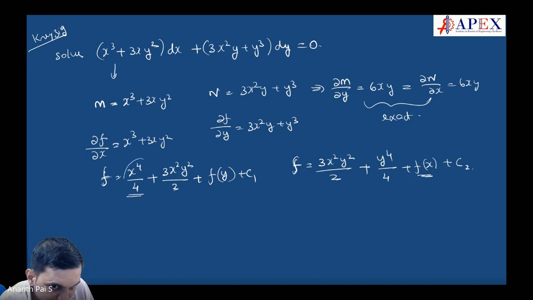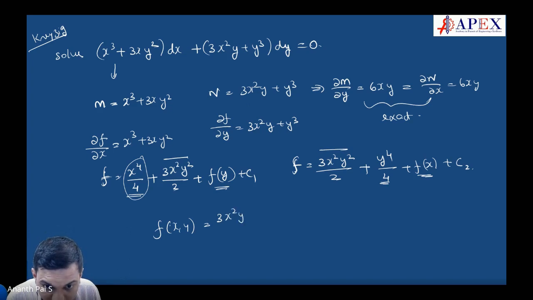x square by 4 is f of x. y square by 4 is f of y. And both have these common things. So what is the final f of xy? f of xy can be, first write the common one, which is 3x square y square by 2.